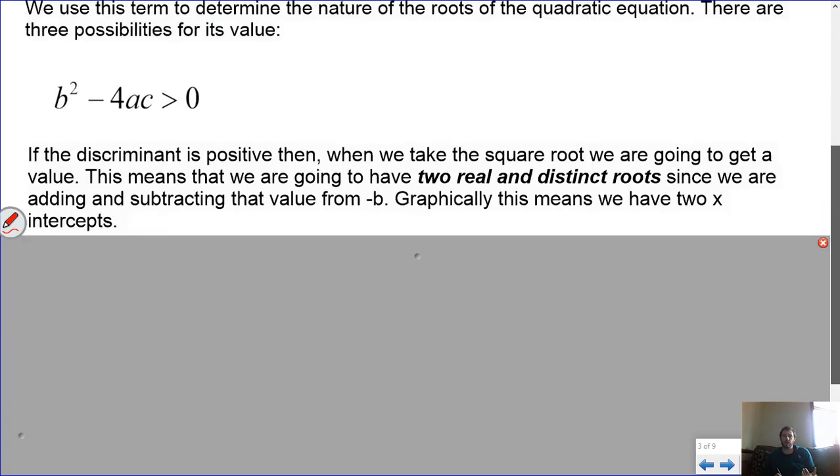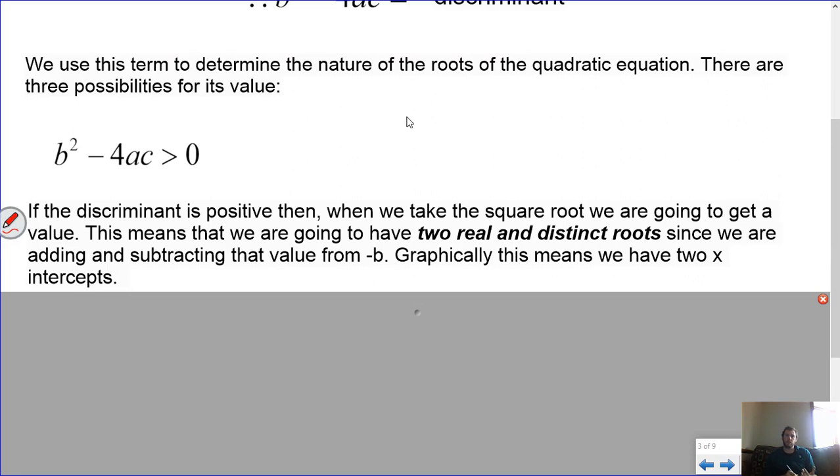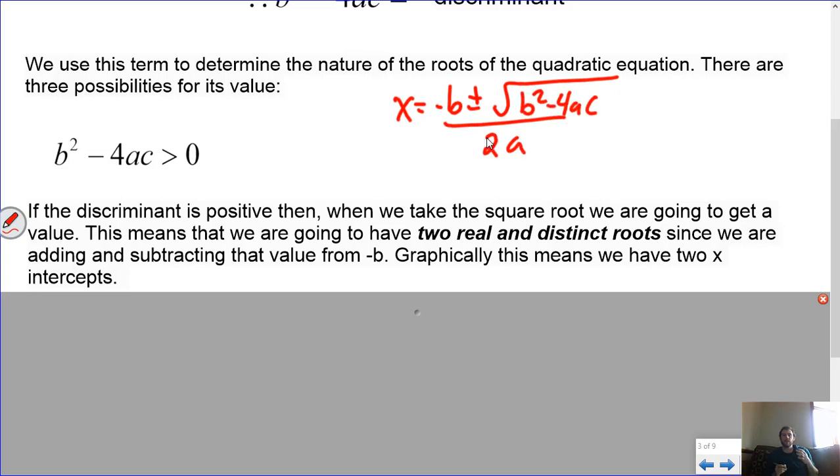Well, for a discriminant that is greater than 0, if I were to take my quadratic equation, so my x is equal to negative b plus or minus the square root of b squared minus 4ac all over 2a. If my discriminant is greater than 0, what that means is that this square root will have an answer. It might be huge, it might be small, it might be somewhere in between, but there will be an answer to this square root. So if the discriminant is positive, then when we take the square root, we are going to get some value. This means that we are going to have two real roots.